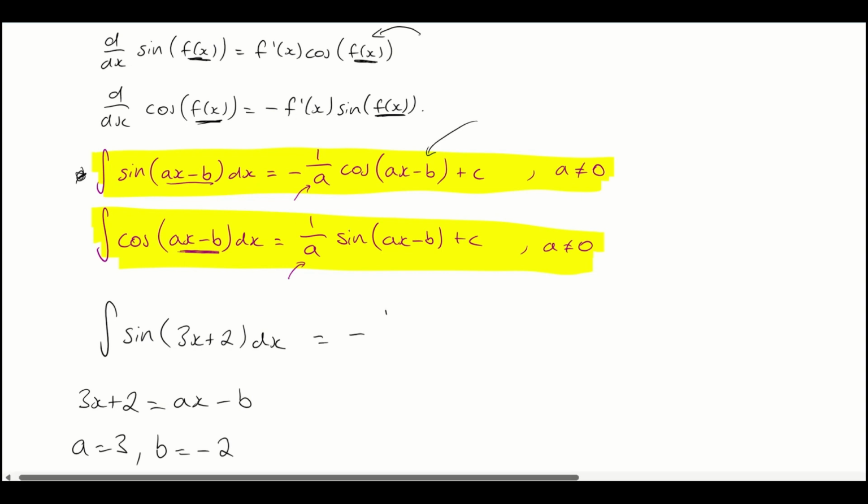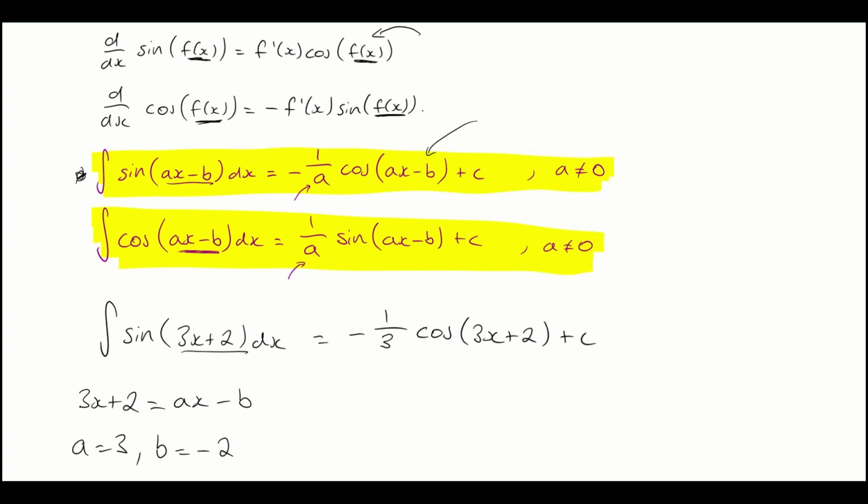So we get minus 1 over a, or the gradient or the derivative of what's inside. So minus 1 over 3. 1 over a is equal to 3. And then we multiply that by the cosine of ax take b. That bit in the middle then never changes. So we end up with times the cosine of 3x plus 2, and we always add c on the end. And that's just a little example there for the antiderivative of sine of 3x plus 2.